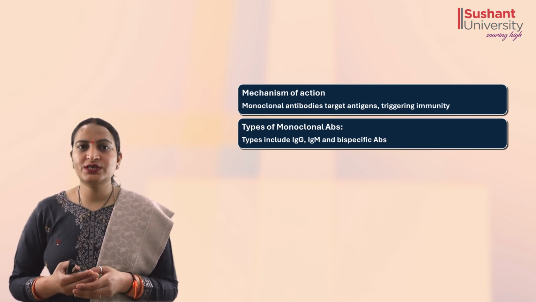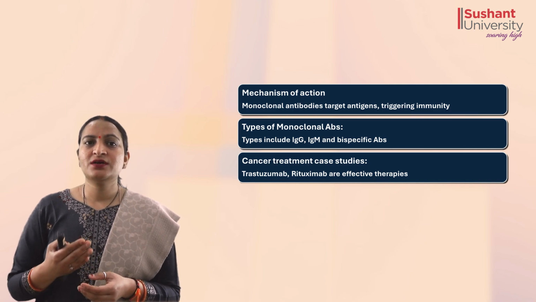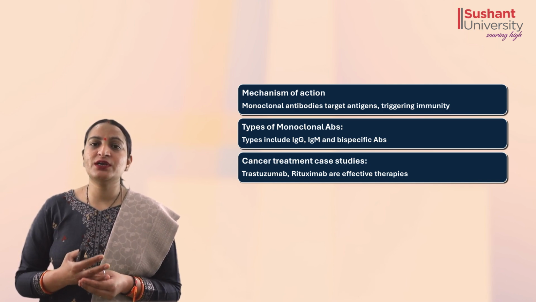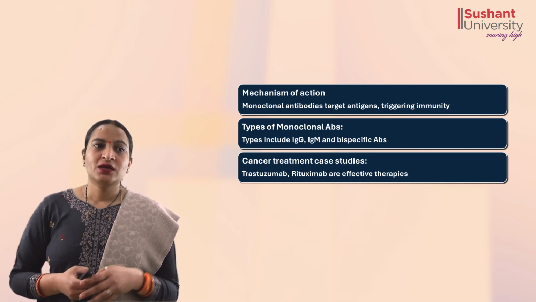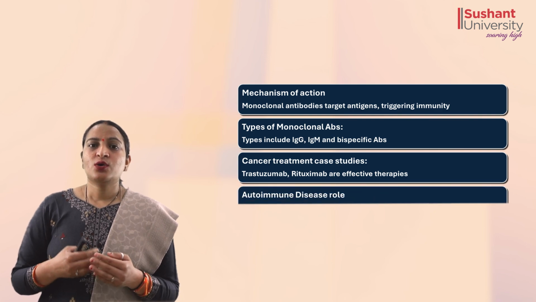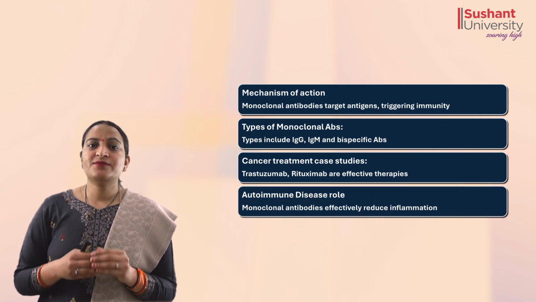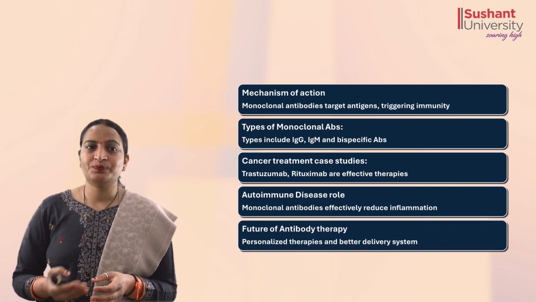These monoclonal antibodies are also utilized for cancer treatment, like the drugs trastuzumab, rituximab. Rituximab is one of the earliest drugs which was firstly approved by FDA in the year 1997. Various autoimmune diseases also can be cured using these monoclonal antibodies. And also it has a tremendous and a very bright future in antibody therapy in coming time by implementing personalized medicine.